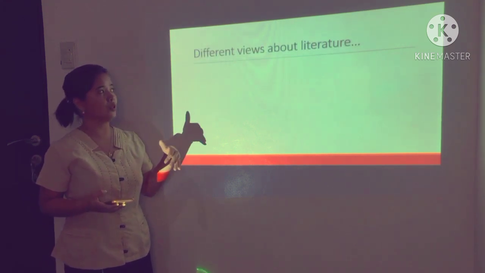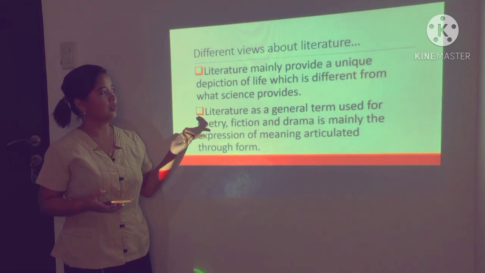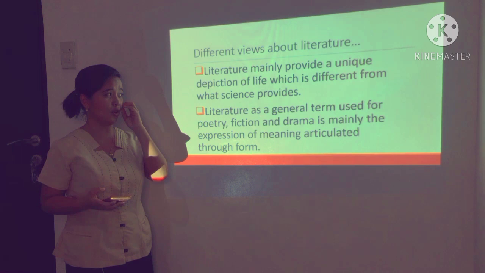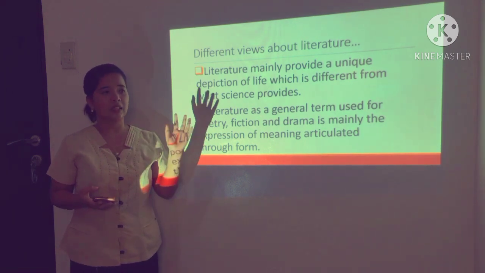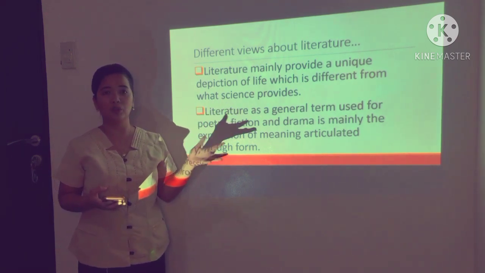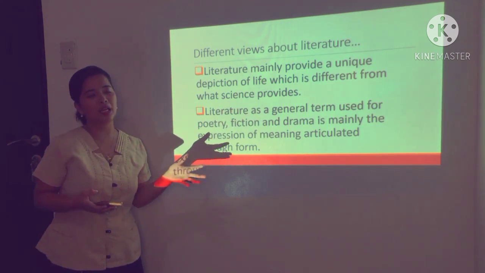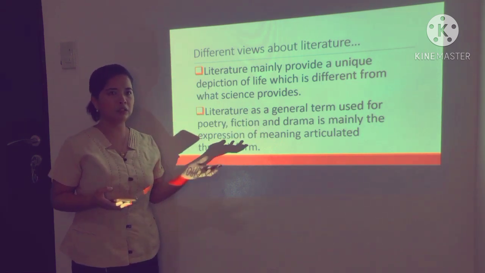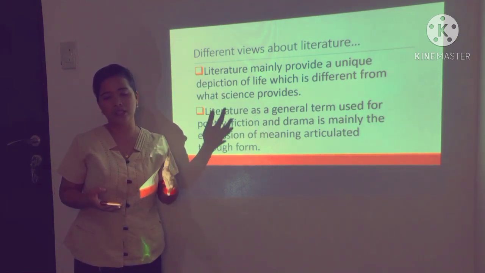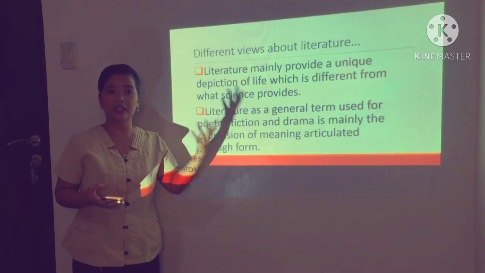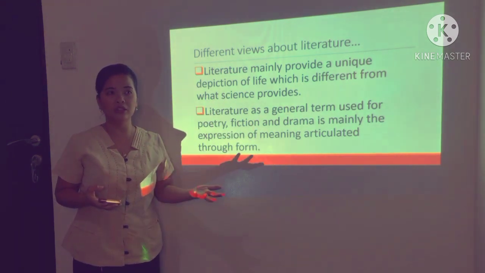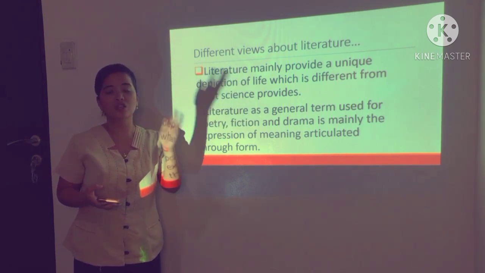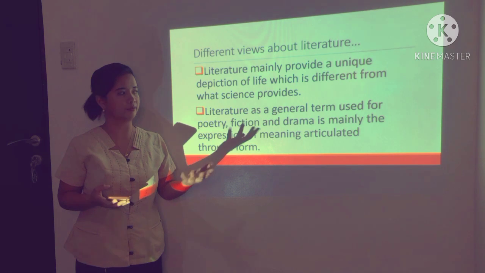So we do have other different views about literature. The next one would be literature mainly provides a unique depiction of life, which is different from what science provides. Like for example, the evolution of man. Evolution of man in science is about the Charles Darwin theory. But in literature, we do have different versions depending on who created that one. Is it from region 1, region 2? So different regions may have unique stories of the creation of man.